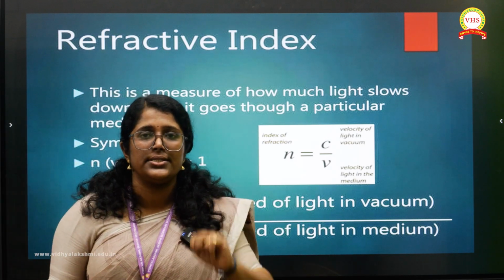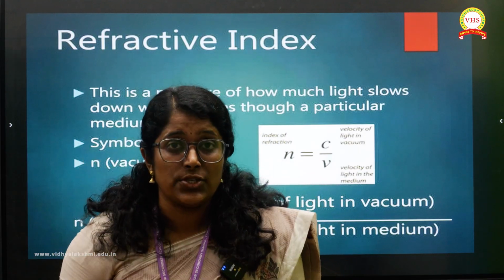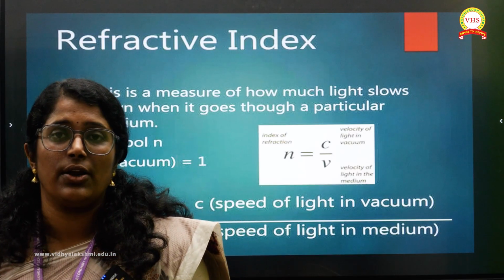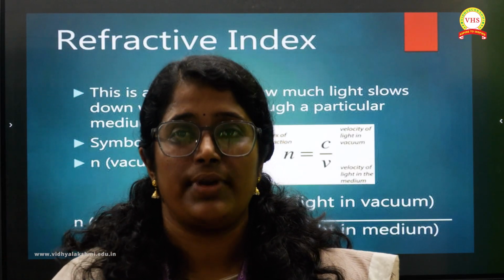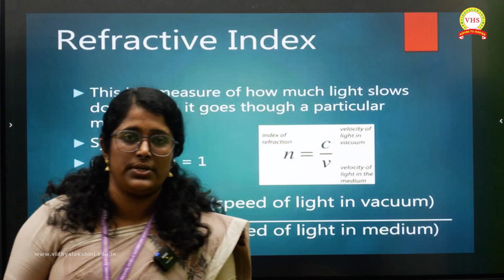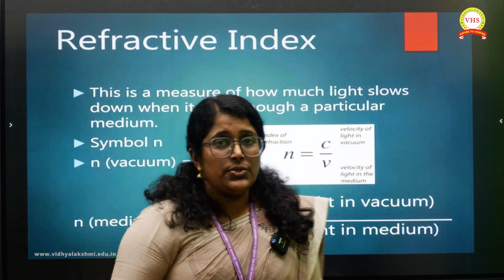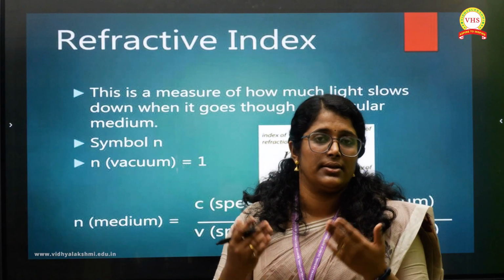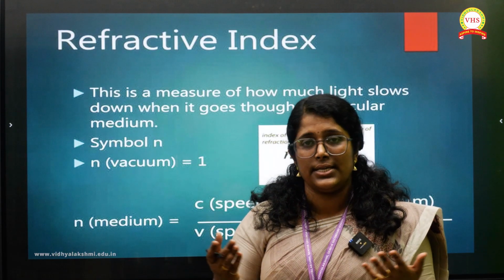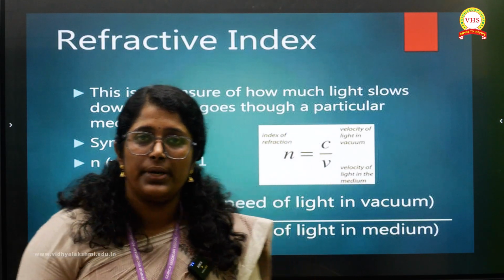So two important equations so far in refractive index we studied. First one is Snell's law: sine of the angle of incidence to the sine of the angle of refraction is equal to the refractive index of the second medium with respect to first. Another thing is refractive index is equal to C by V. C is the velocity of light in vacuum. V is the velocity of light in that particular medium. I hope it is clear to you.